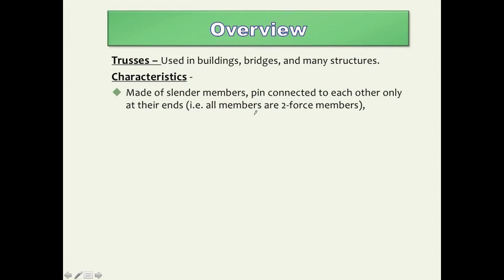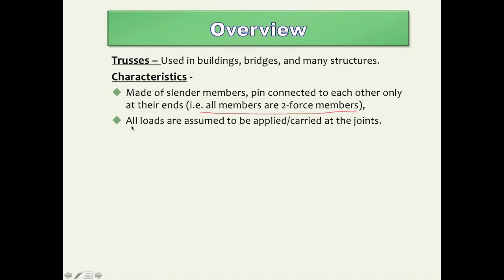In other words, each member of a truss is connected to other members at the end of each member that are pin connected, and therefore, if you recall from the definition of two-force members, all members of a truss are two-force members. That means the forces can act only along the line connecting the two ends, and since the members of the truss are straight members, the forces act along the member of the truss.